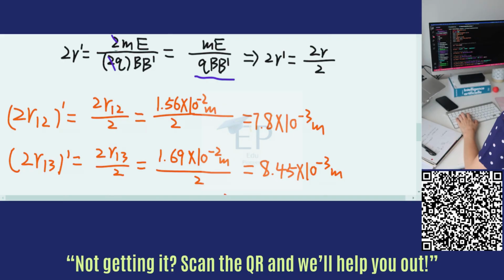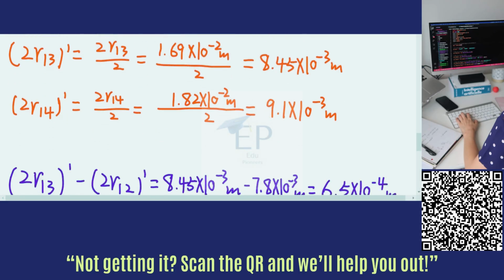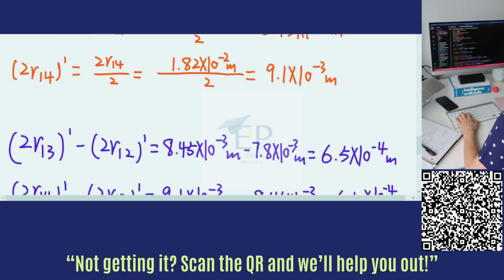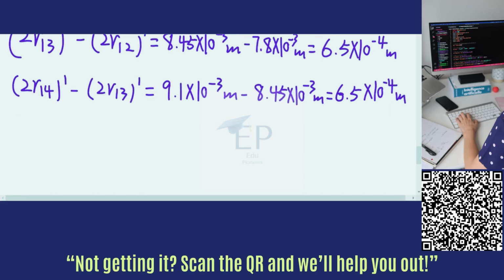And 2R13 prime is equal to 2R13 over 2, which is equal to 8.45 times 10 to the power of negative 3 meter. And 2R14 prime is equal to 2R14 over 2, which is equal to 9.1 times 10 to the power of negative 3 meter. So the new separation between carbon-12 isotope and carbon-13 isotope is equal to 6.5 times 10 to the power of negative 4 meter. And the new separation between the carbon-14 isotope and carbon-13 isotope is also equal to 6.5 times 10 to the power of negative 4 meter. And these are the answers for this question.